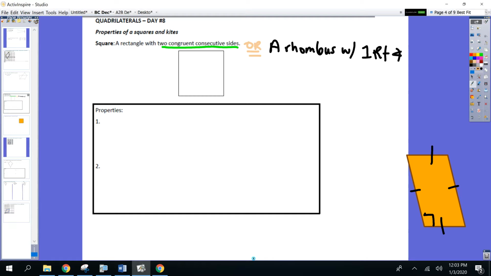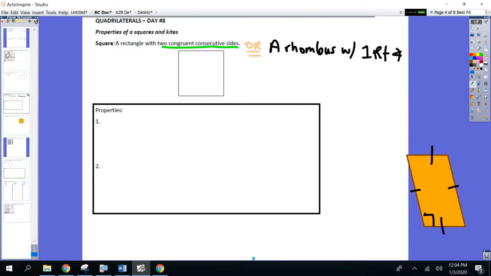Properties of a square. Why do I only have two listed? Anybody know any properties of a square? Just rattle them off if you think. Go ahead, Riley. All sides are congruent. All sides equal. Yep. More. Oh, you're not writing that down, though. All sides equal. Let's keep going. All angles equal. Opposite sides parallel. Consecutive sides are perpendicular. Perpendicular. Forms the right angle, right? Yep. What are you guys just listing off for me?